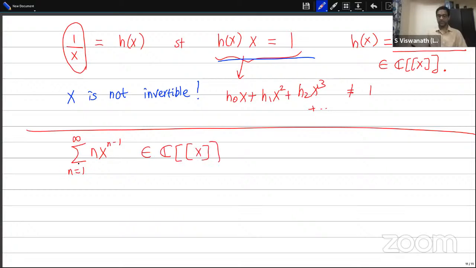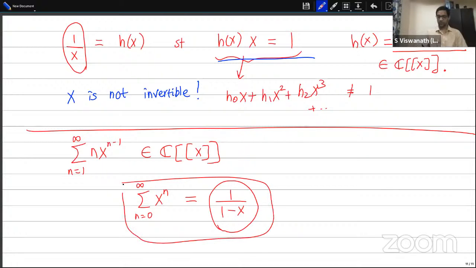This is in the power series ring C[[x]]. The coefficients are n's for x to the n minus 1. But can I write this in more compact form? Just like I realized that summation x power n is just 1 over 1 minus x. So I know this. This is a compact form of the left-hand side of the series. Similarly, what do I get for n x to the n minus 1?